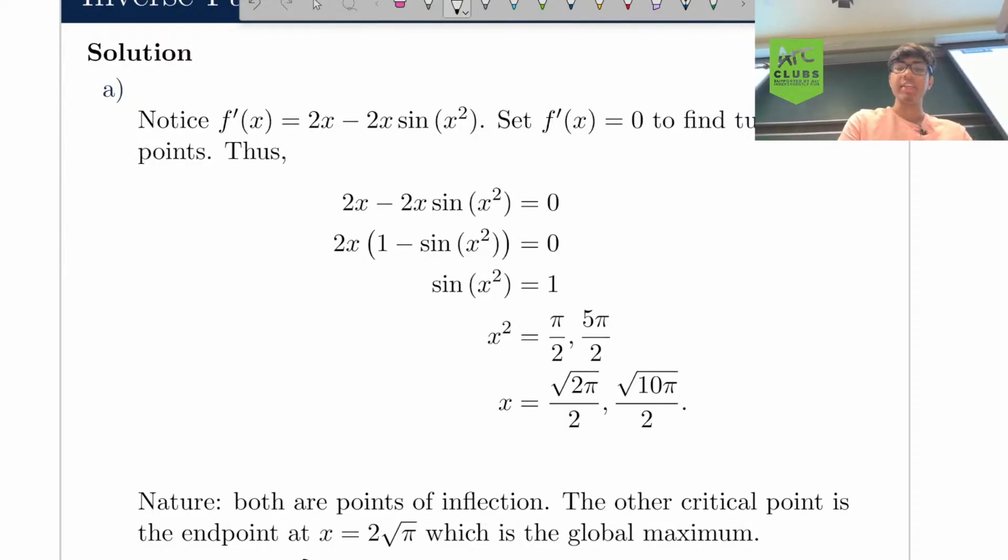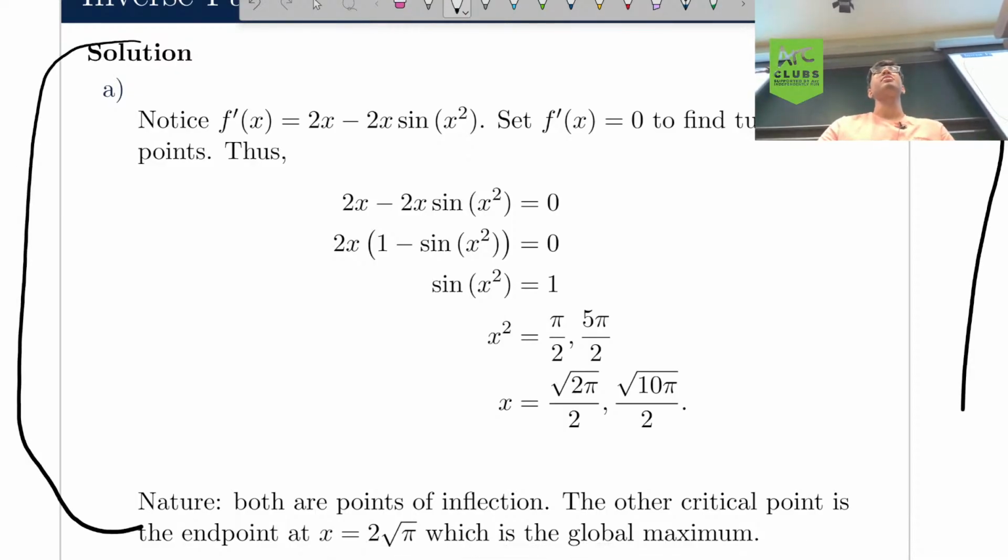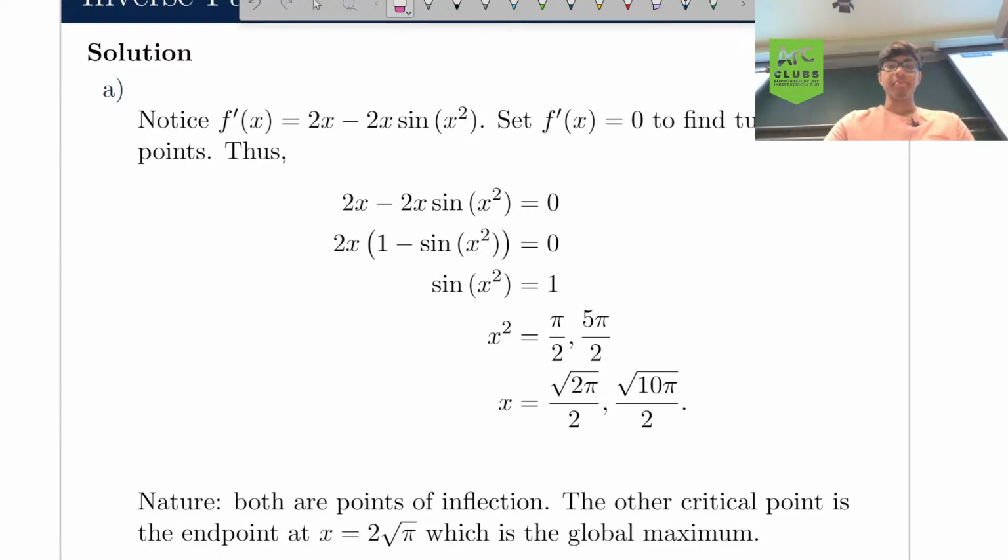The other critical point is the endpoint, which is the other one I said, and we find that this is the global maximum. Are we happy with this? This is kind of long. Does that make sense? So that's part A done.